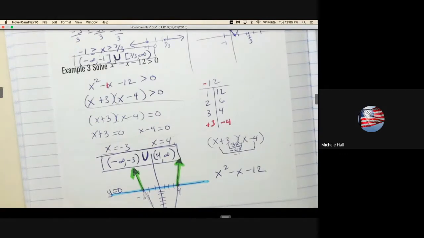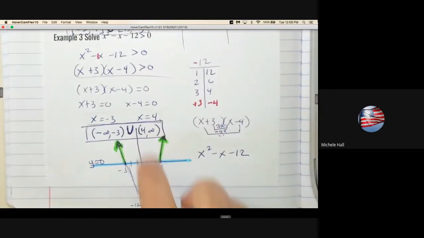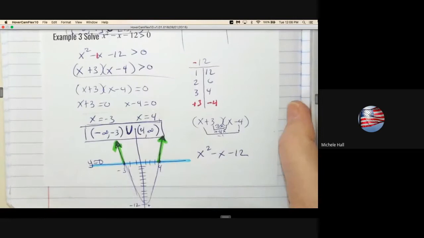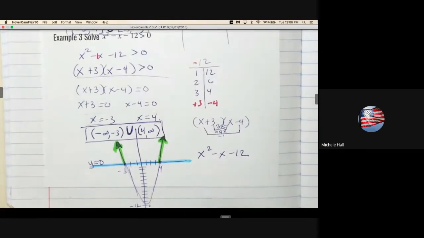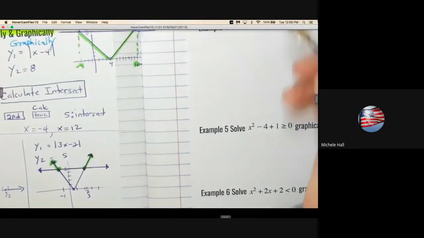The book does not show how to do this algebraically, except for factoring. There is a way to figure this out without looking at the graph. Why don't we try that on the next example? I can use the graphing calculator to help me figure out my final answer, but I can also do that algebraically. Example 4, solve. So we want to factor.